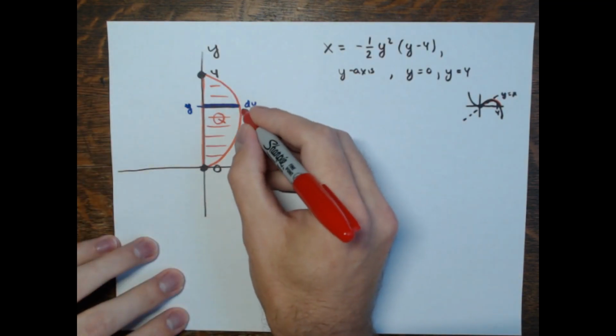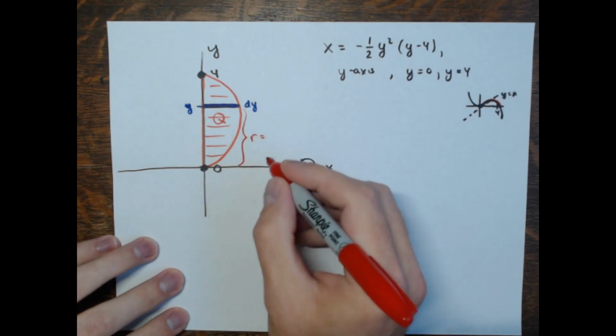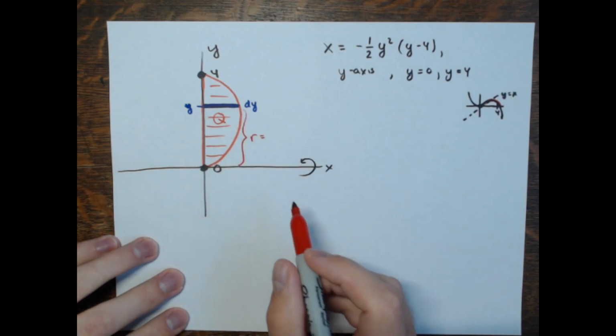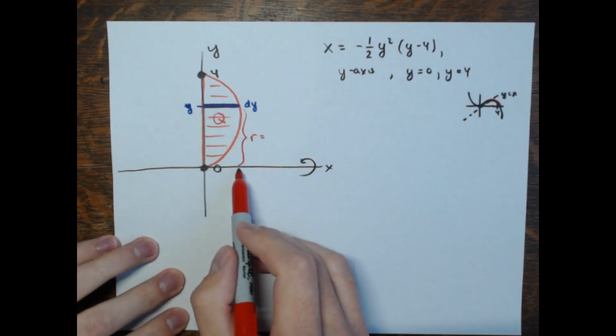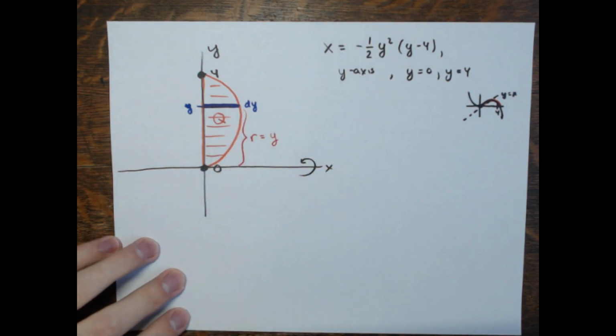And the radius is always going to be the distance from the line of rotation to the edge of the rectangle. And from here, it's just from the x-axis. So it's just the y coordinate I picked, right? So the radius r equals y.